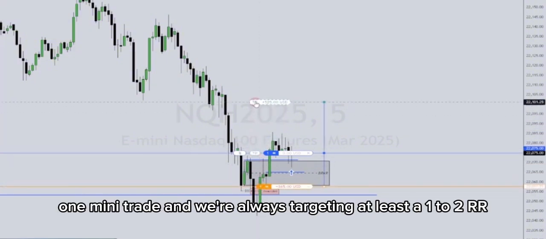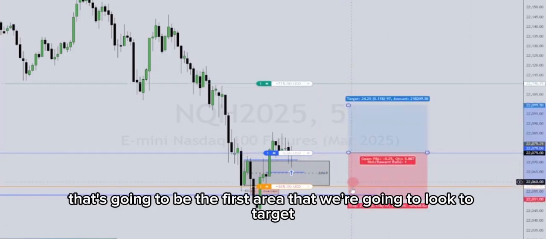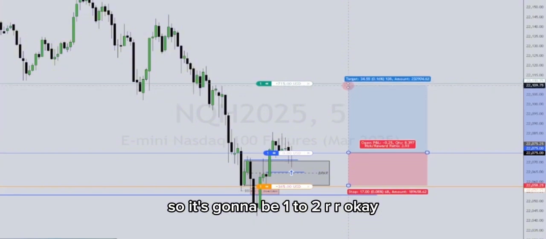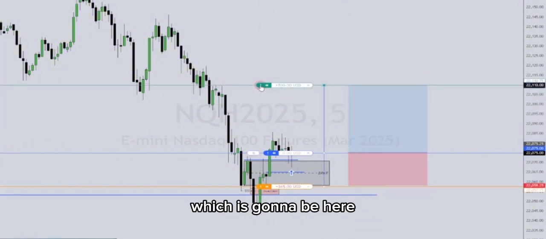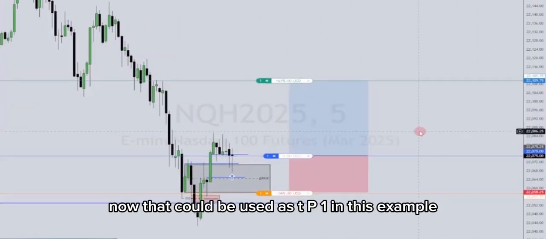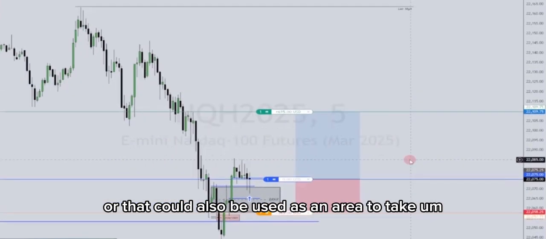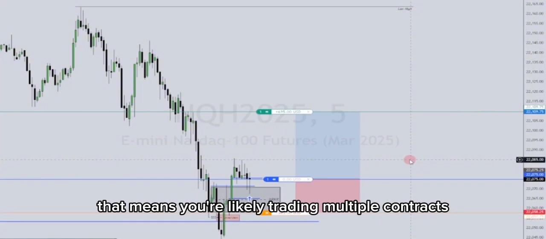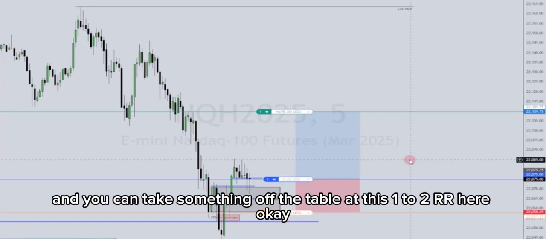And we're always targeting at least a 1 to 2 RR. That's going to be the first area that we're going to look to target. So it's going to be 1 to 2 RR, which is going to be here. Now, that could be used as TP1 in this example, or that could also be used as an area to take full take profit. If you're using it as TP1, that means you're likely trading multiple contracts and you can take something off the table at this 1 to 2 RR here.